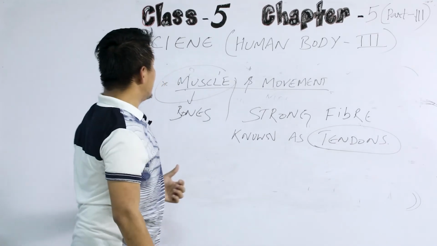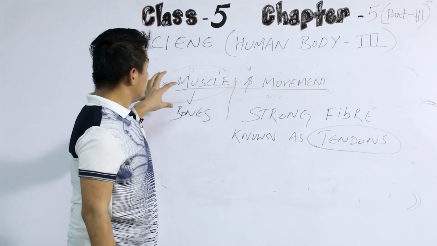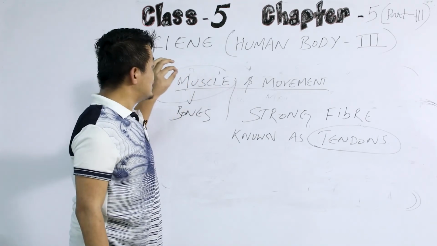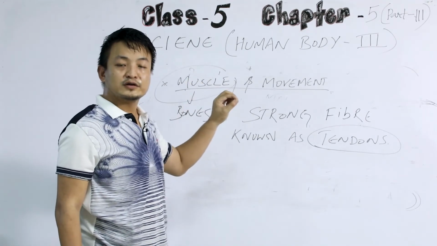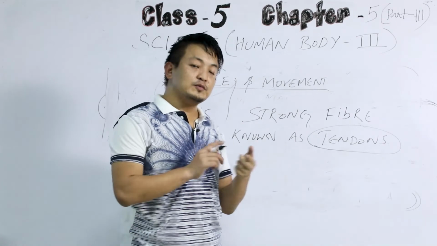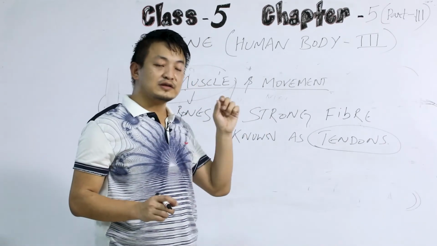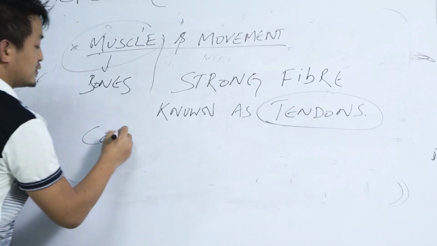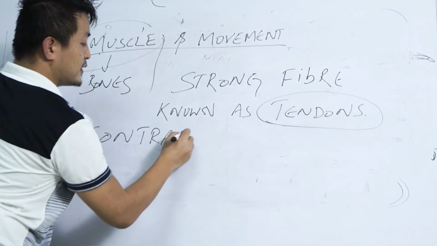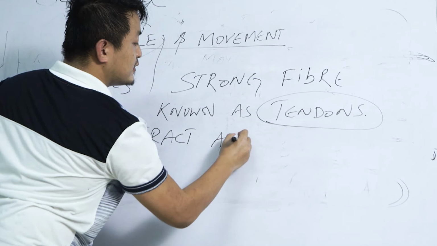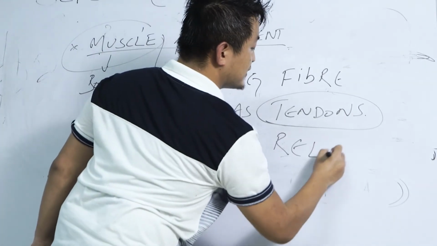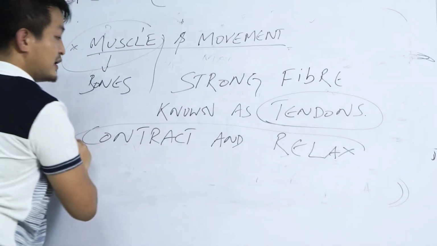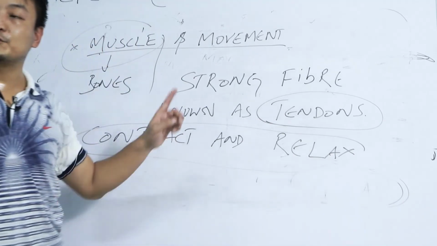Clear? Now muscles, okay, muscle cells are the only cells in the human body which can contract and relax. Clear? Which can contract as well as relax.